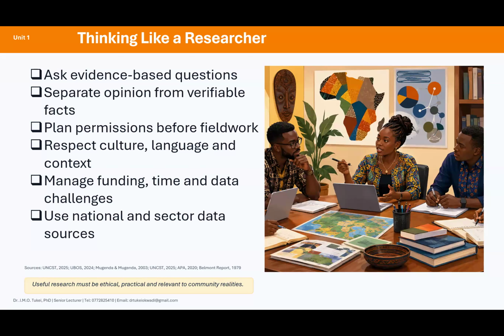Colleagues, I want us therefore to understand that when we are thinking like researchers, we must be sensitive to language, cultural institutions, institutional realities, data availability, and the community expectations. Why? Researchers must plan for ethics approval, administrative permission, transport, participants' access, digital or even paper-based tools, confidentiality and data security. Very key and very important.